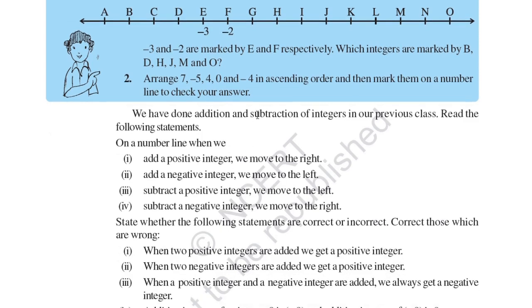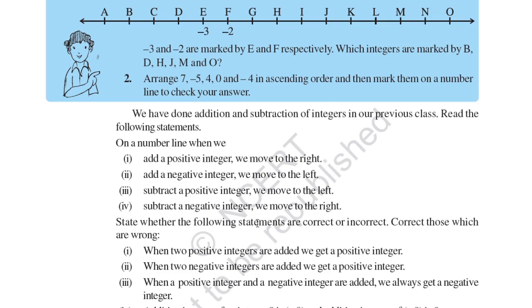We have done addition and subtraction of integers in our previous class. Read the following statements. On a number line, when we add a positive integer, we move to the right. So when we add a positive integer, it will be moved to the right side. Add a negative integer, we move to the left. Subtract a positive integer, we move to the left. Subtract a negative integer, we move to the right.